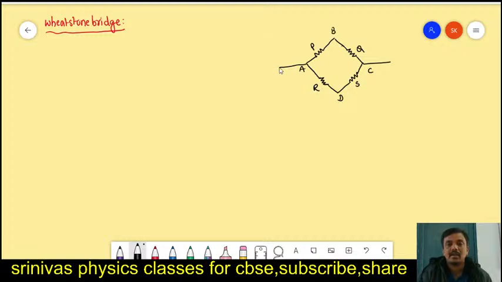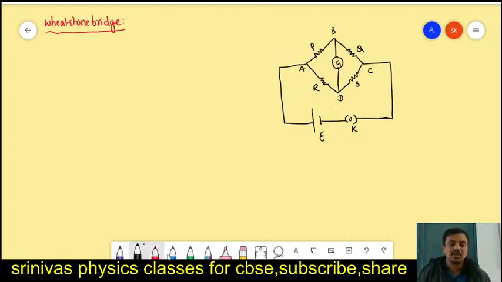Between A and C, we will connect one battery whose EMF is E, and this is a plug key. Now we will connect one galvanometer between B and D. This is a galvanometer. Now, we have to go for the current distribution. For example, current I starts from the positive terminal of the battery. After coming to this point, the current splits, and this side the I1 current flows, and this side I2 current flows.